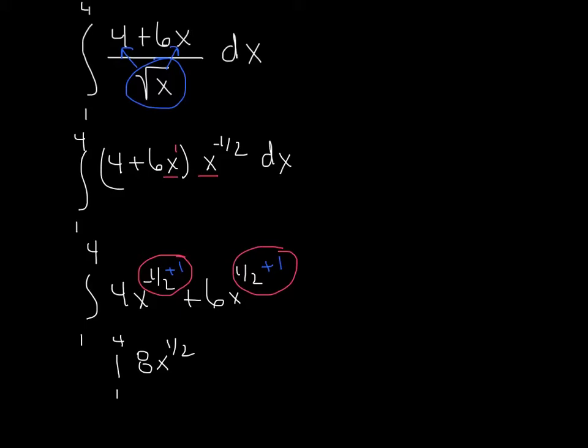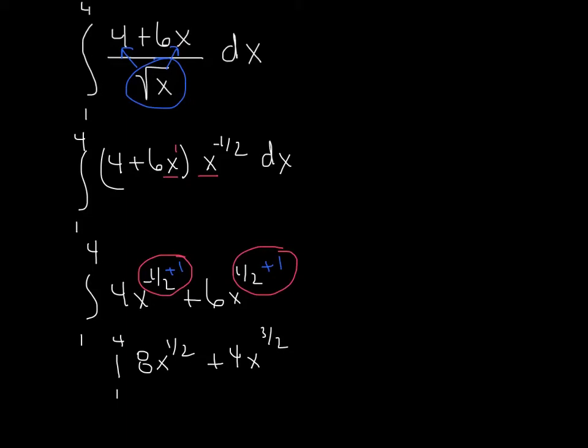And so maybe over here we'll do 6 times 2/3, and that gives us 12 over 3, which is 4. Alright, so we'll erase that, and we'll say that that is going to end up being 4. So plus 4x to the 3/2 power. And at this point you're going to plug in your upper and your lower limit.